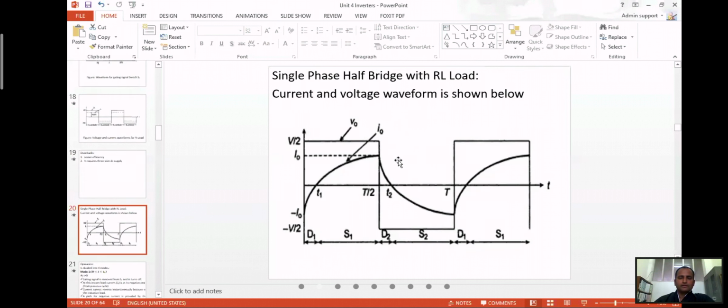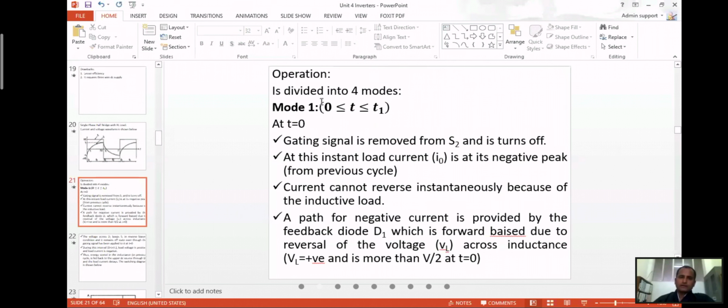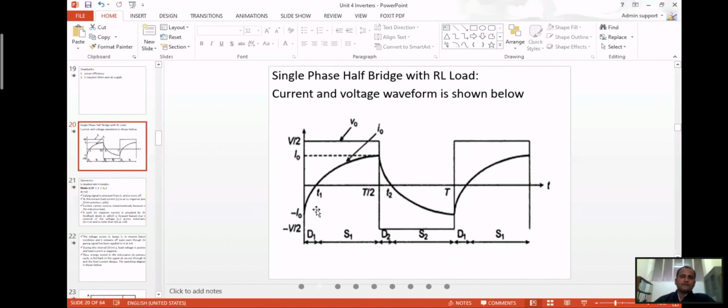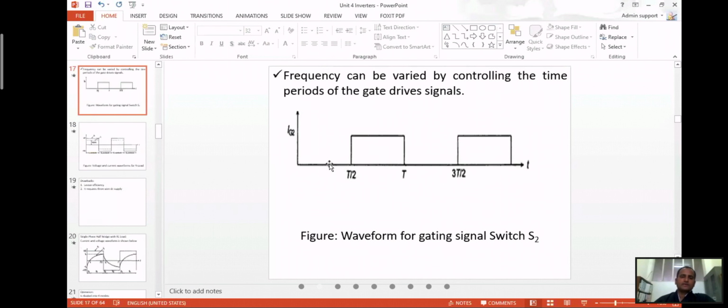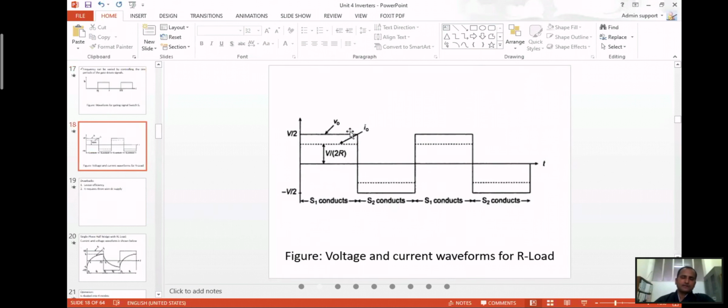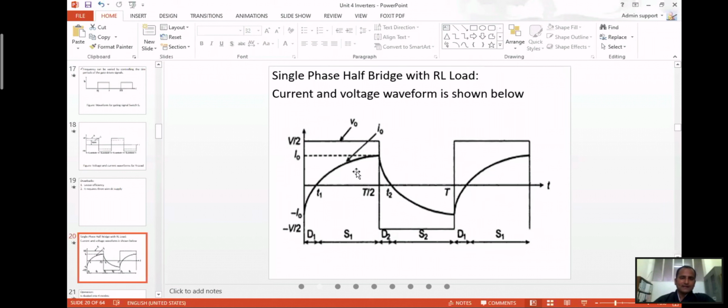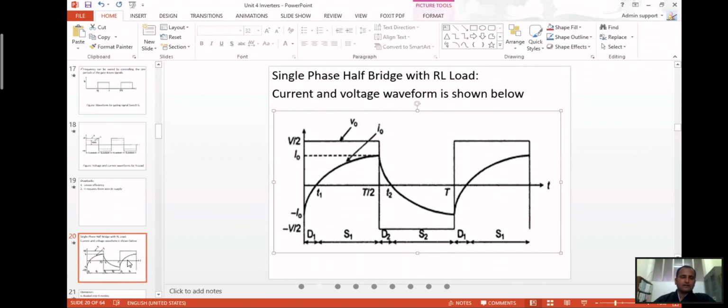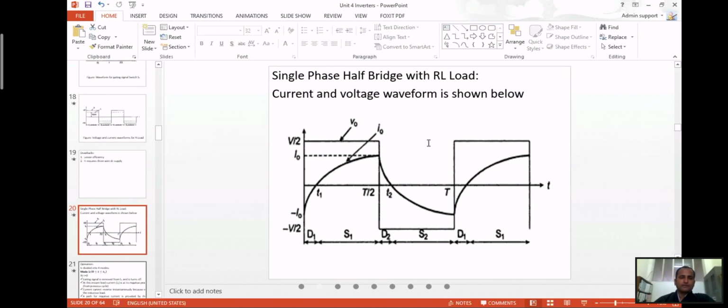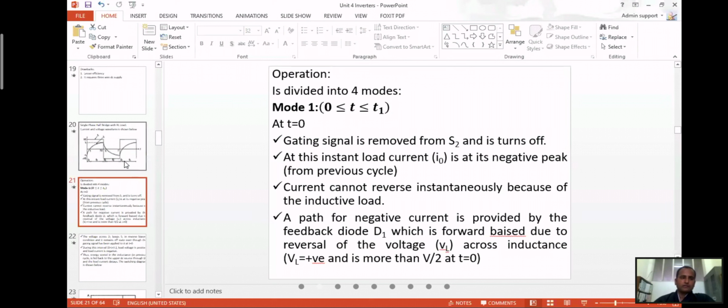When it is an RL load, the operation is divided into 4 modes. In case of an R load, it is quite simple. S1 conducts in the positive half cycle, and in the other half, S2 conducts. But if the load is an RL load, there is the effect of L, so it is divided into 4 modes of operation. We'll come to this waveform.